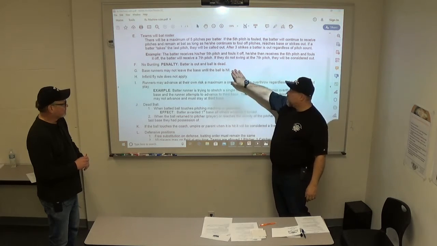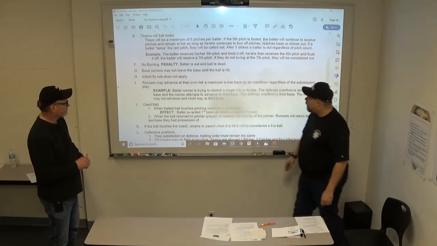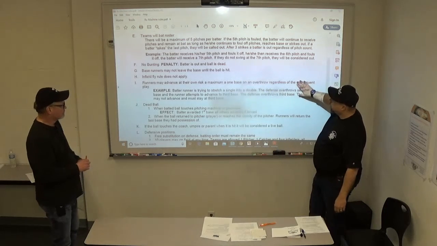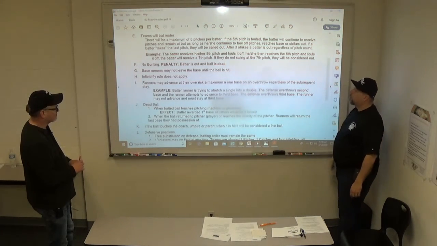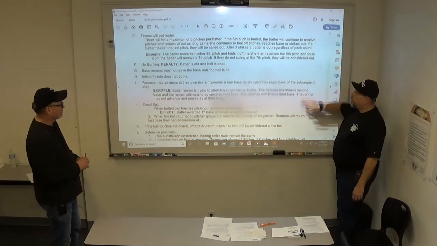The rest of this is pretty much the same: no bunting, batter is out or dead ball, runners can't leave the base until the ball's hit, no infield fly. Now this one changes a little bit between the other ones, because now you're allowed to advance at your own risk, 1 base on an overthrow.